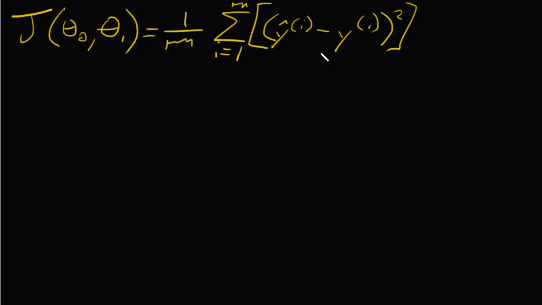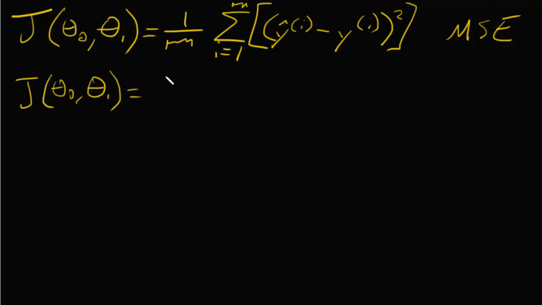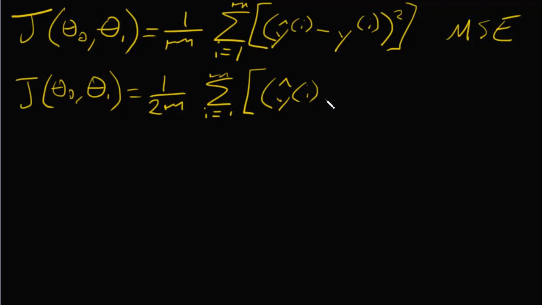Now this is what we got last time when we finished up for the cost function. This is our standard MSE, the mean squared error, but we're going to alter this just slightly. Our new function is going to be exactly the same. It's going to be J of theta 0, theta 1 is equal to 1 over 2m times the summation 1 to m, we have y hat i, our predicted value, minus y i, our actual data point, quantity squared.